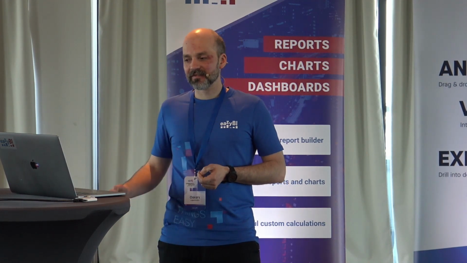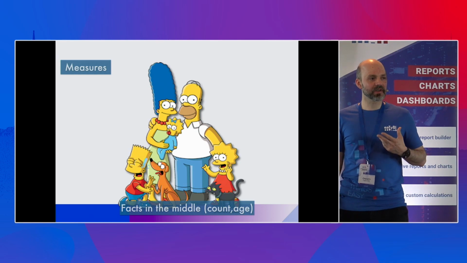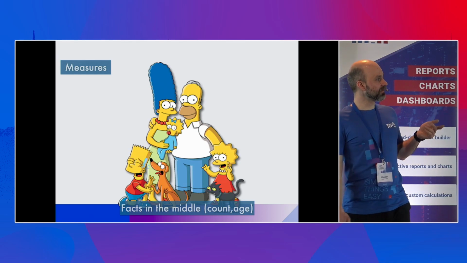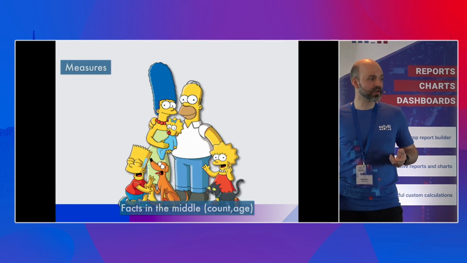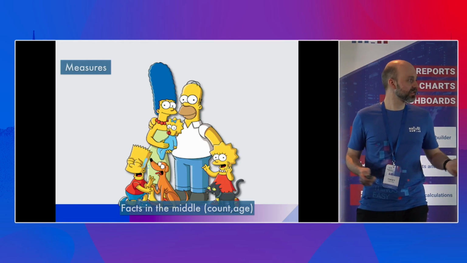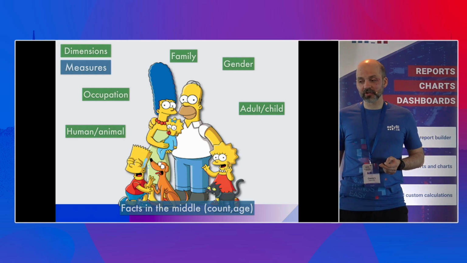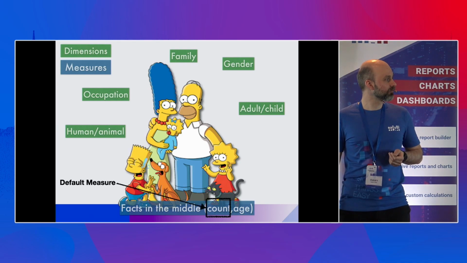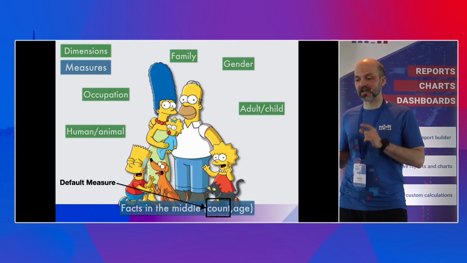And dimensions only get their meaning when they are used together with measures. So we have the family, and in the middle we have facts, like age of characters or number of characters, count. We have multiple dimensions which could describe those characters. But the default measure we are using is count.